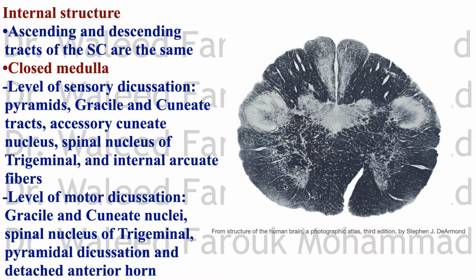Pyramidal decussation, you can see that the pyramids are decussating. While decussating, they detach the anterior horn of C1, of the beginning of the spinal cord. See that? This is a detached anterior horn of the gray matter of the spinal cord.